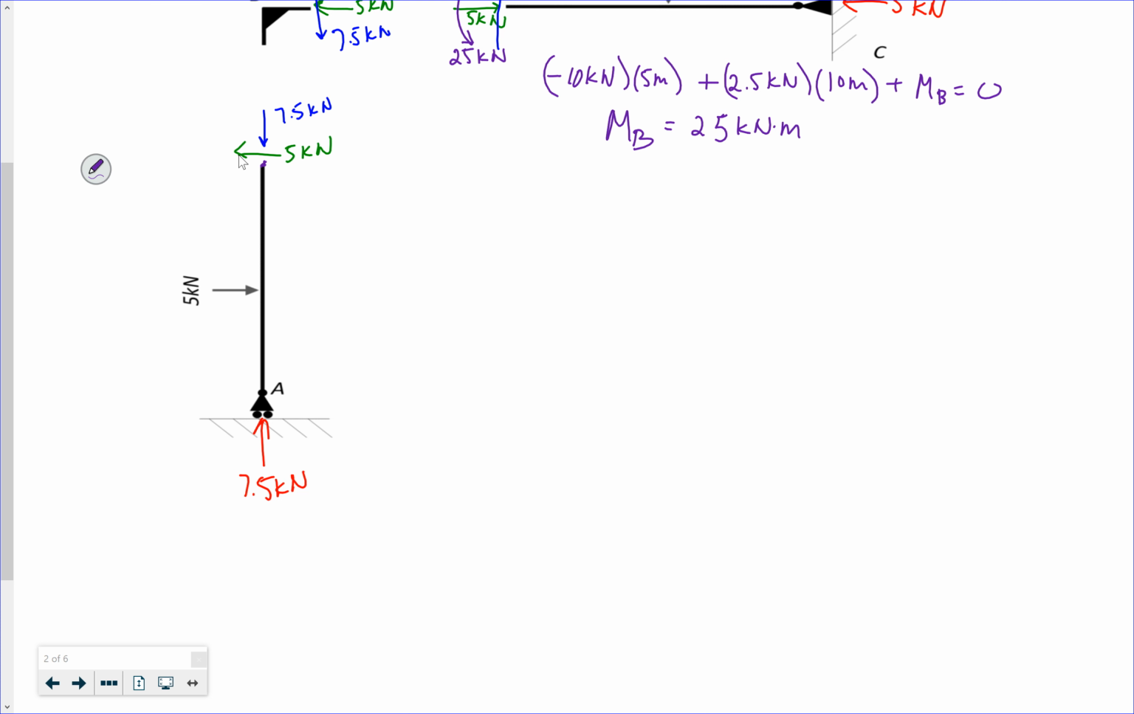If I take the moments at B, I don't have to take into account that 7.5 kilonewtons because it has 0 moment arm. So I just have acting counterclockwise, so it's positive, 5 kilonewtons times 5 meters plus my moment at B. So my moment at B is negative 25 kilonewton meters, and it's acting clockwise.